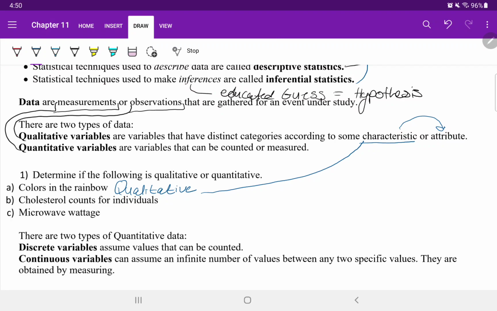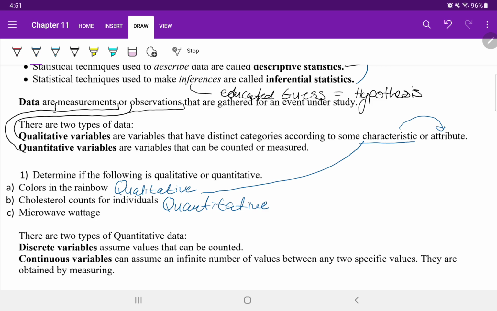Cholesterol count for individuals, that is quantitative. Usually we find out how much cholesterol you have, your level of cholesterol, based on a blood sample. They take your blood sample, they analyze it, and then doctors will come up with a measurement to see if you have high cholesterol or if your cholesterol is satisfactory. That is quantitative. And the last one, microwave wattage.